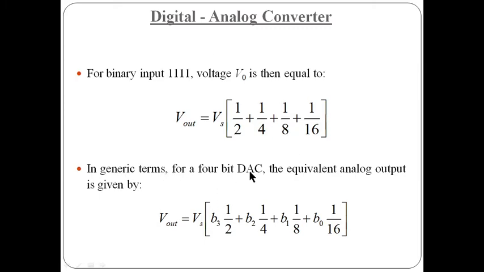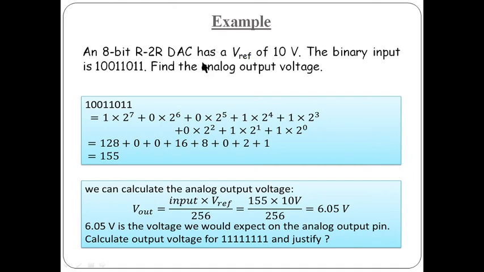In generic terms, for a 4-bit digital to analog converter, the equivalent analog output is given by V of output is equal to V of S into B3 into 1/2 plus B2 into 1/4 plus B1 into 1/8 plus B0 into 1/16. Okay, so here we are going to take a numerical example. Suppose we have an 8-bit R2R digital to analog converter having a voltage of reference 10 volt. The binary input is 10011011. Find the analog output voltage.